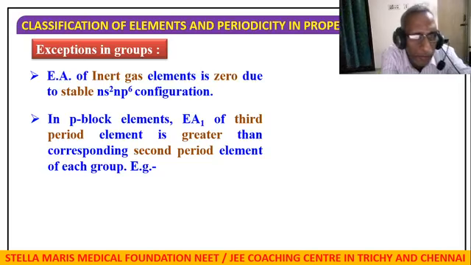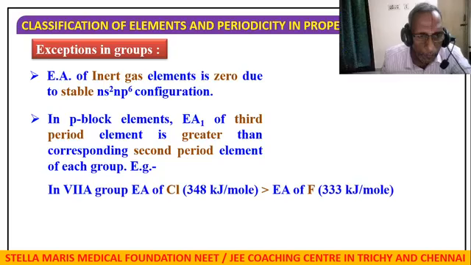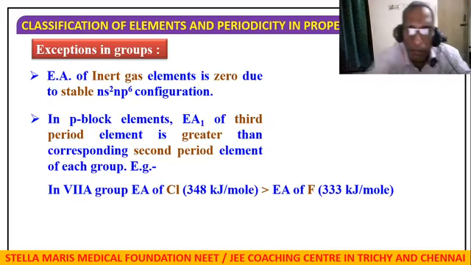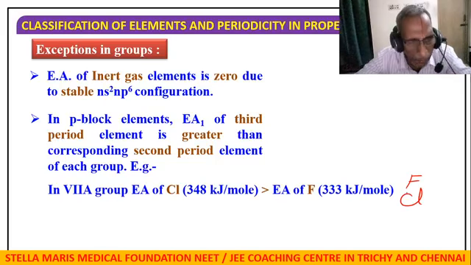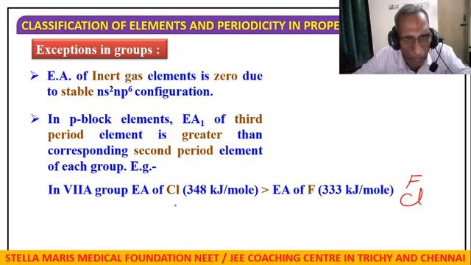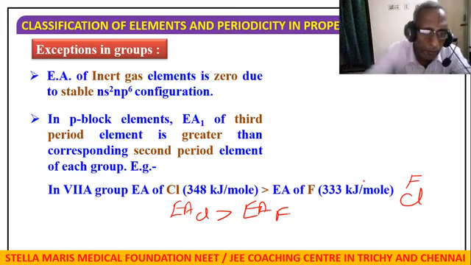Second point: in the p block elements, the first electron affinity of the third period is greater than the second period. Fluorine is in the second period, chlorine is in the third period. So the electron affinity of chlorine is greater than the electron affinity of fluorine.